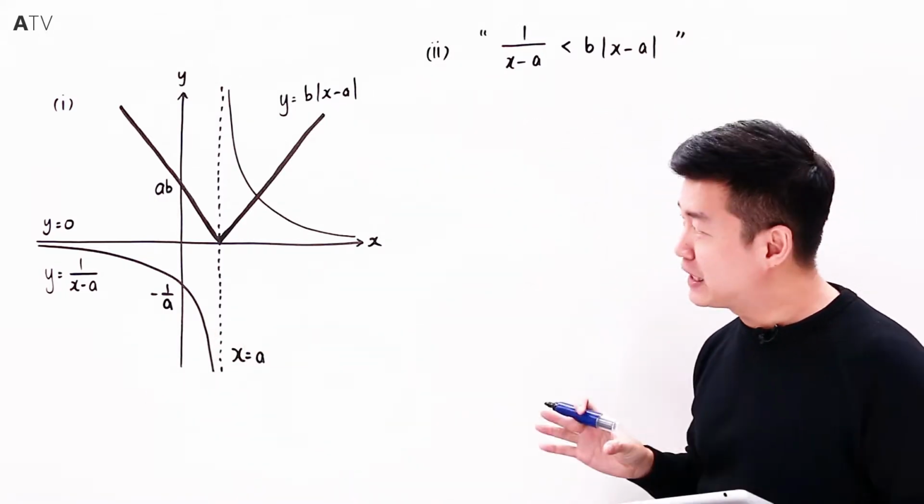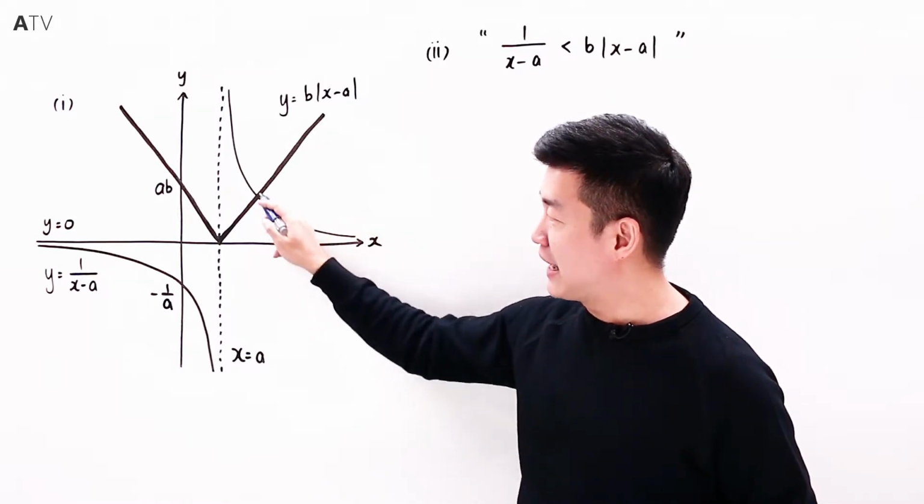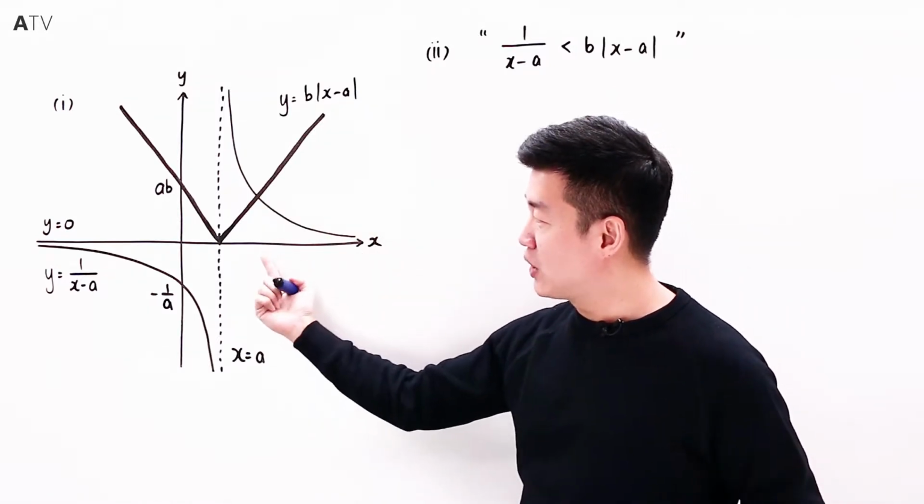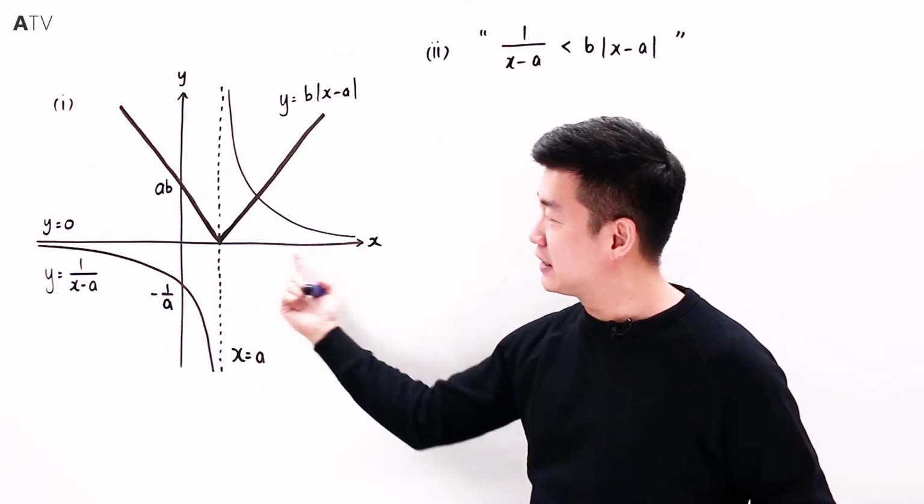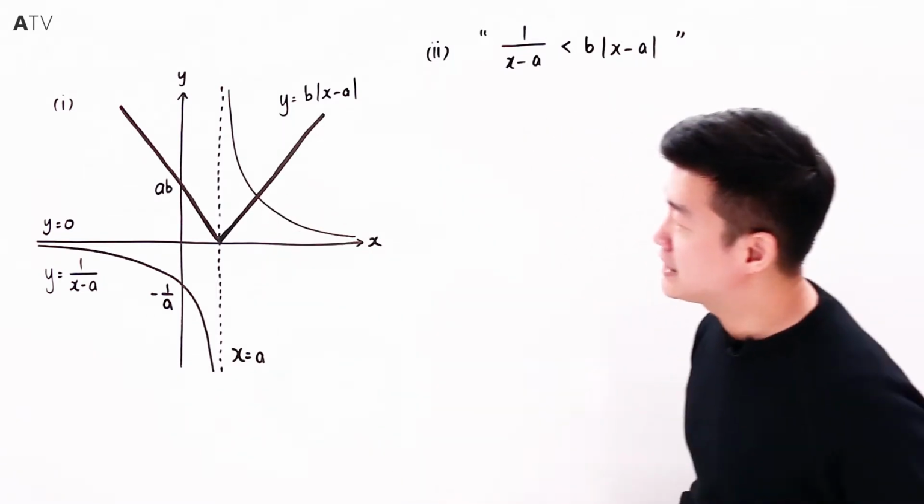We need to seek another part of the answer, which is going to be this portion here, which means that we want to find the x value of the intersection. So x is going to be bigger than whatever value this x coordinate provides. So let's try to find this intersection.